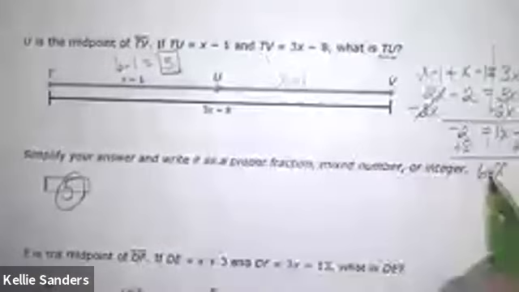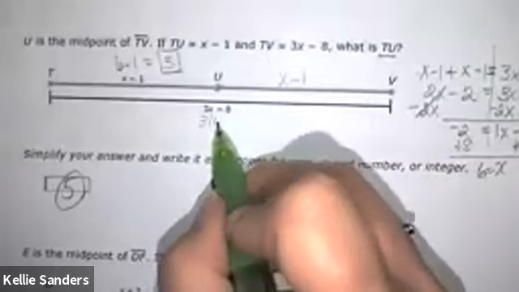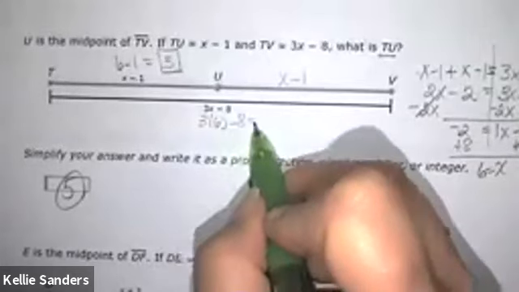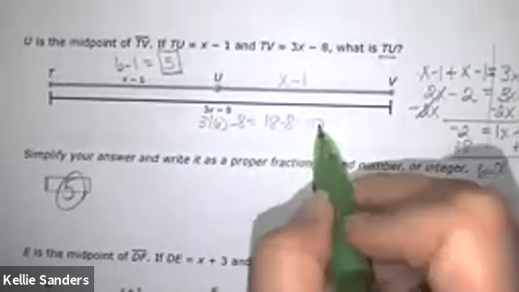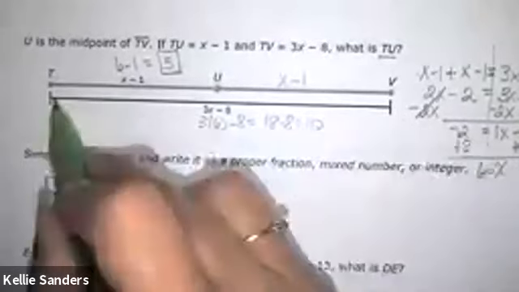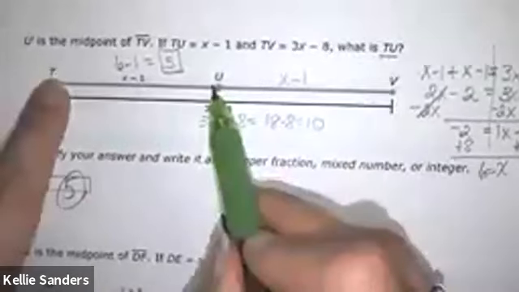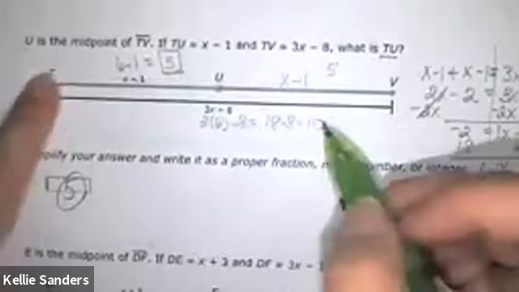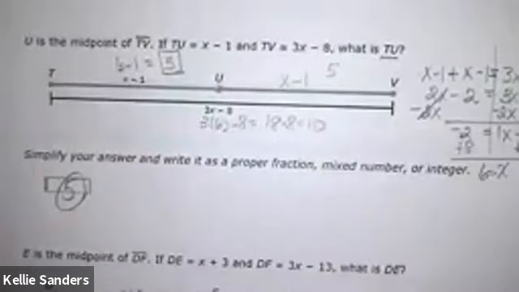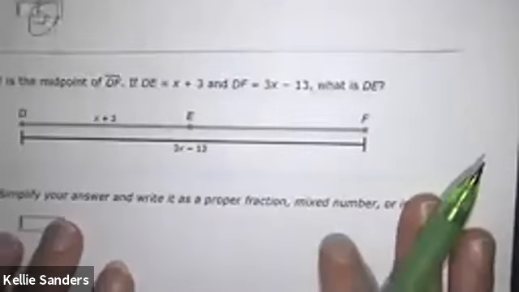If you wanted to check yourself, if you put 6 into this, 3 times 6 minus 8, 3 times 6 is 18, minus 8 is 10. What is that saying? It's saying this whole thing is 10. So if this is 5, then that would be 5 because U is in the middle, and 5 plus 5 is 10. So we know that we got the right answer. Okay, let's do some more.